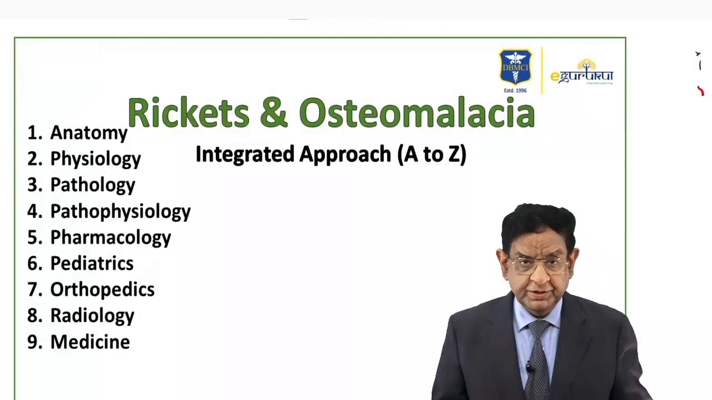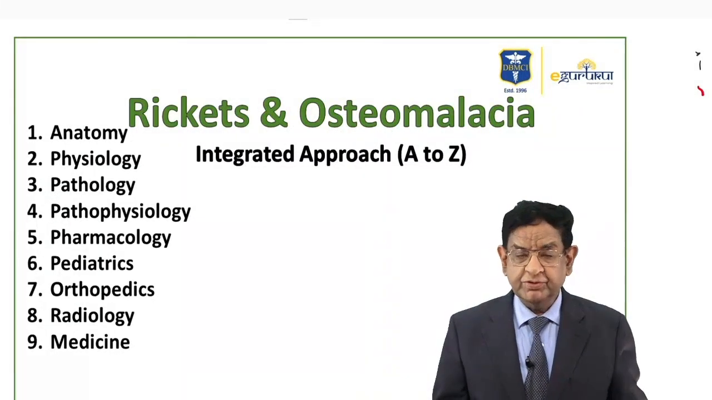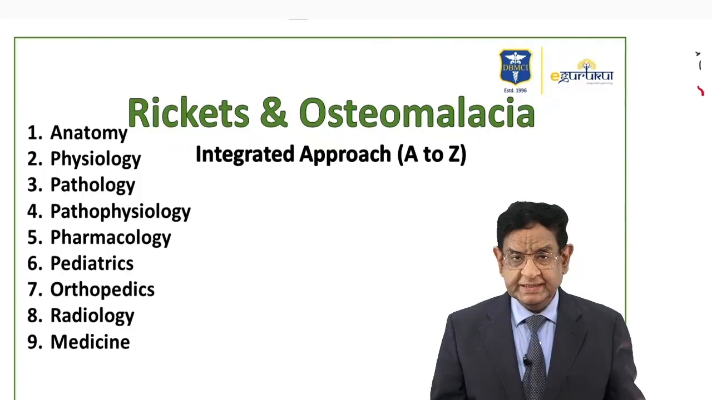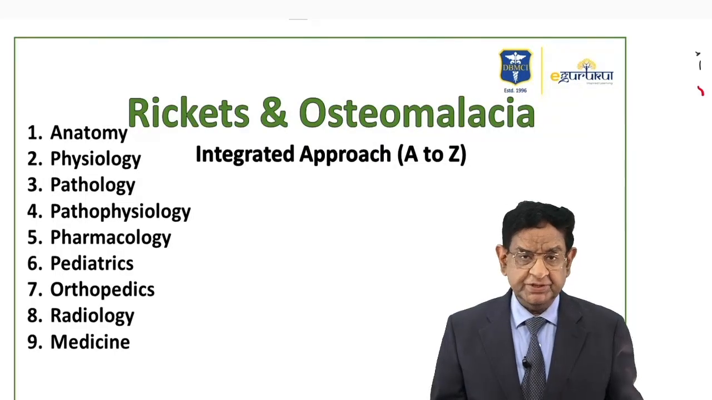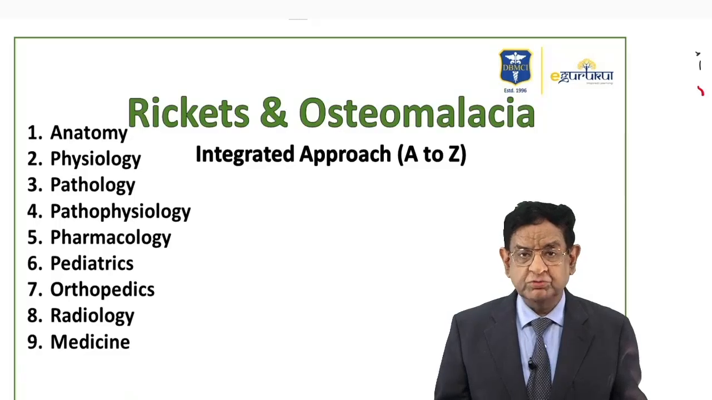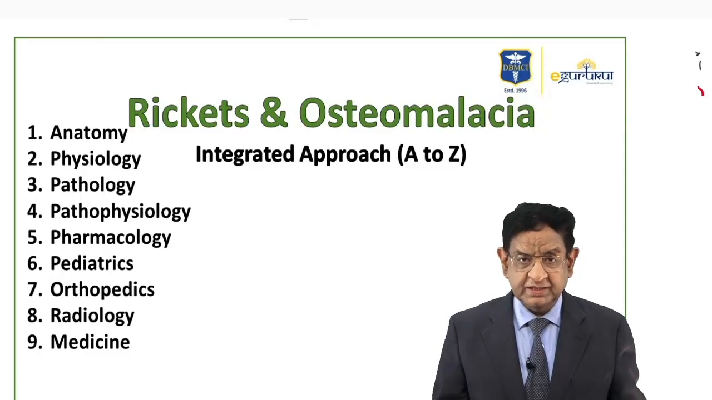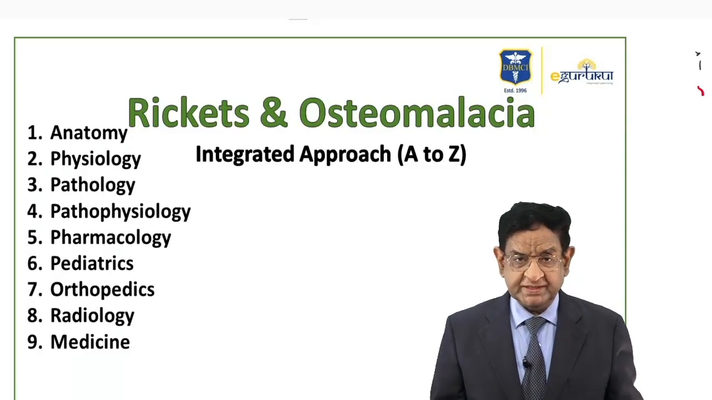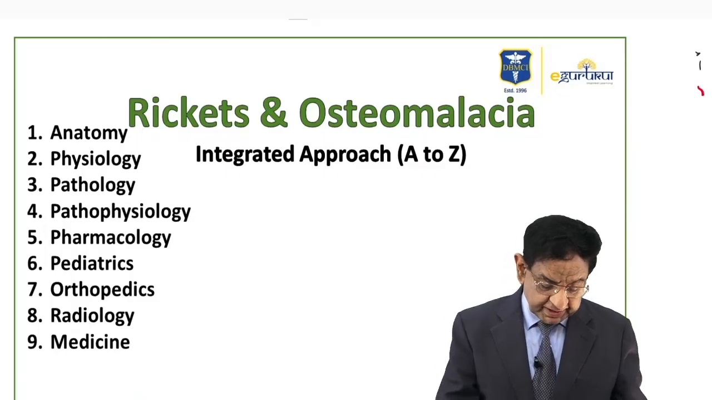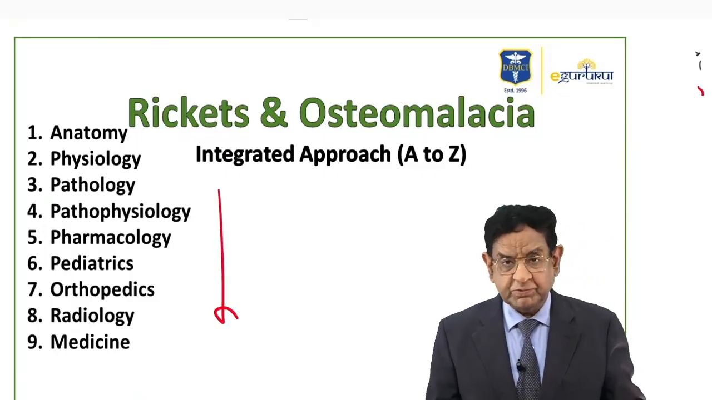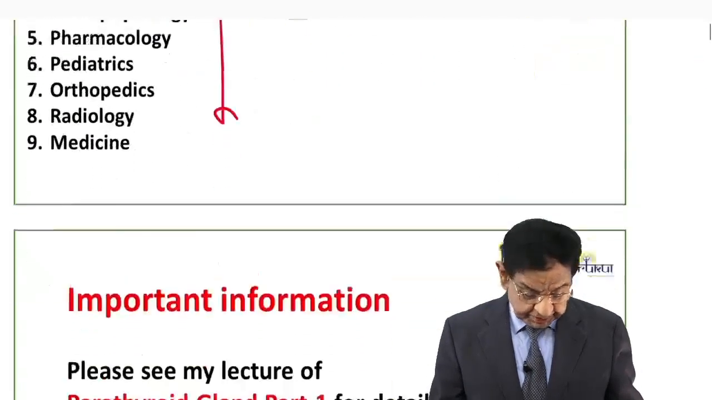Hello everyone. Today I'll be talking to you regarding two very important topics, rickets and osteomalacia. Rickets is a disease of children and osteomalacia is a disease of adults, but the basic pathophysiology remains the same. I'll be including all the subtopics which are relevant to my talk.